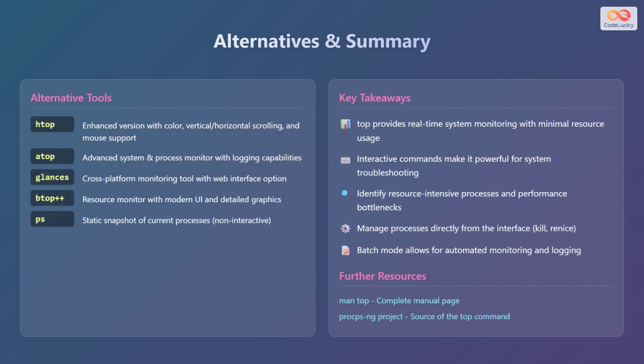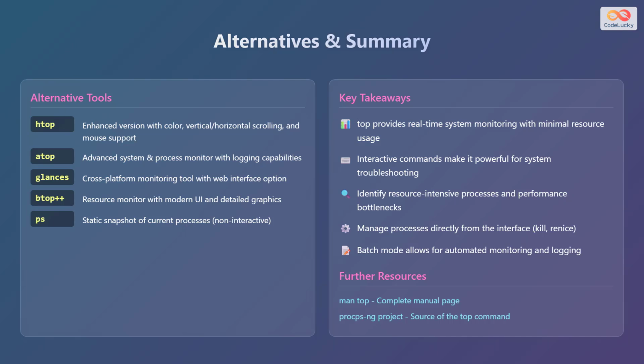While the top command is a valuable tool, several alternatives offer enhanced features and user interfaces. Htop is an enhanced version with color, vertical and horizontal scrolling, and mouse support. Atop is an advanced system and process monitor with logging capabilities. Glances is a cross-platform monitoring tool with a web interface option. Btop++ is a resource monitor with a modern user interface and detailed graphics. PS provides a static snapshot of current processes in a non-interactive format.